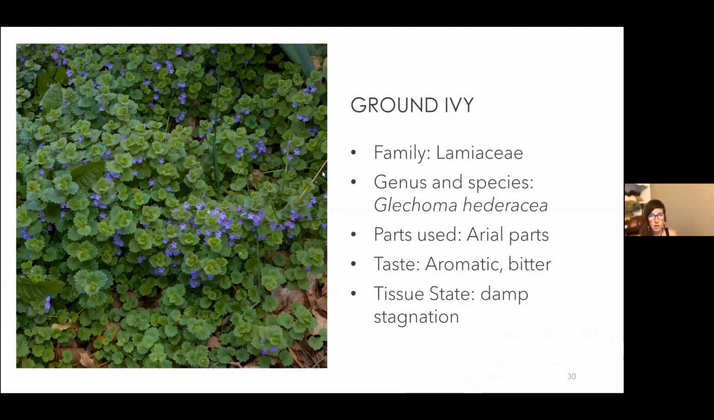On to one of my very, very favorite herbs, ground ivy, Glechoma. So this herb is in the mint family. We use the aerial parts. It has lymphatic support, so it moves lymph. It's aromatic, a little bit bitter, and it's really, really great for that sort of damp stagnation.